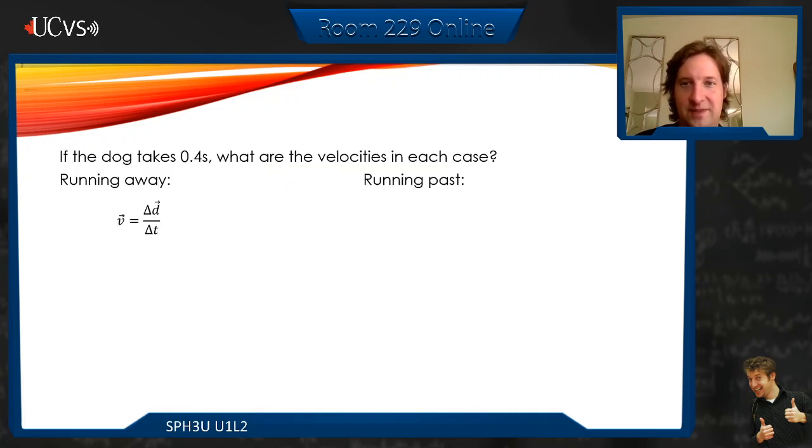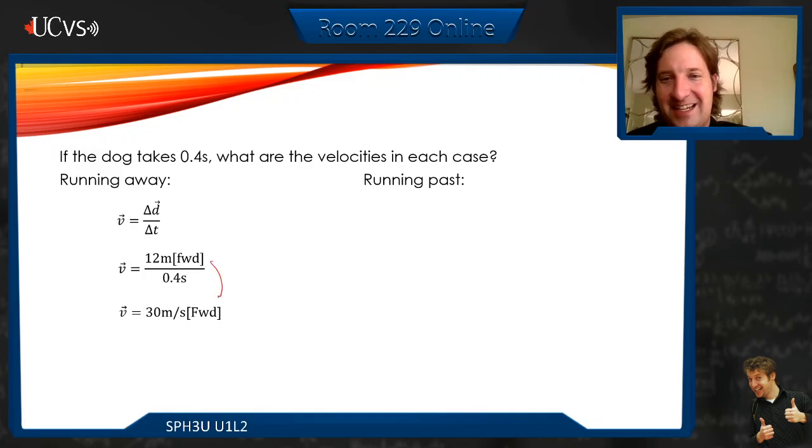All right, now what about the velocities? If it takes 0.4 seconds for the dog to get to the stick, what are the velocities in each case? So running away, we knew that our displacement was 12 meters forwards. It was going 12 meters farther away in the forwards direction, so we end up with 30 meters per second forwards. That directionality that was in the displacement vector carries on in the velocity vector.